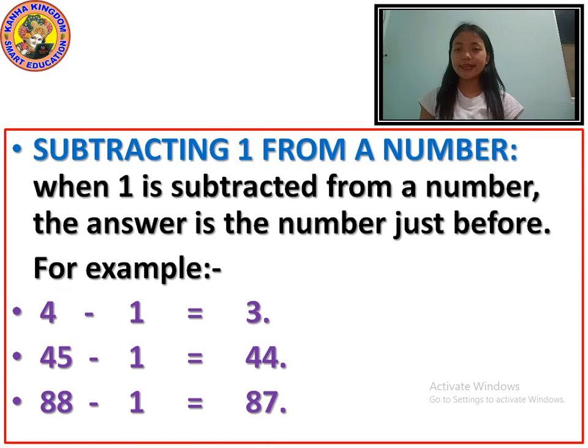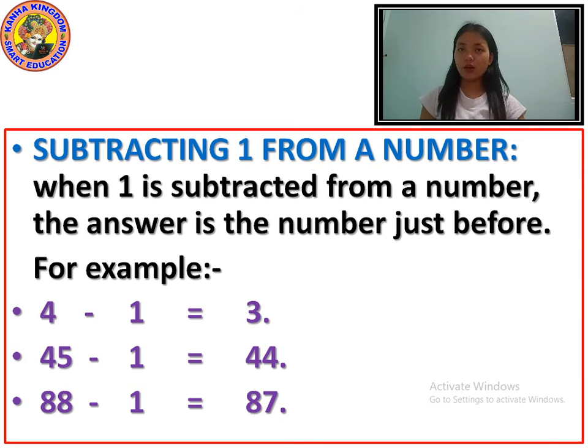Now the second example, 45 minus 1. When 1 is subtracted from a number, the answer is the number just before. Which number is just before 45? That is 44, right, students? We all know 44 is the number which comes just before 45. So from here we can say that when we subtract 1 from a number, the answer is always the number just before.